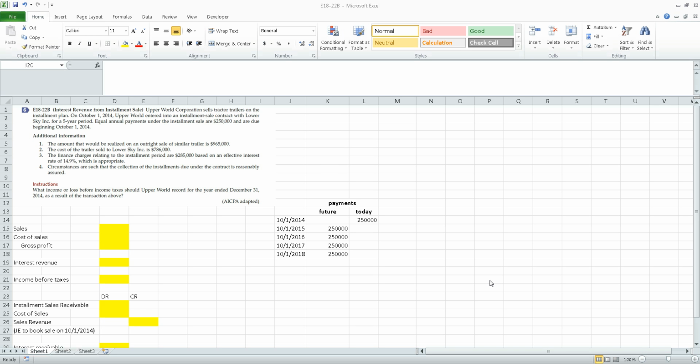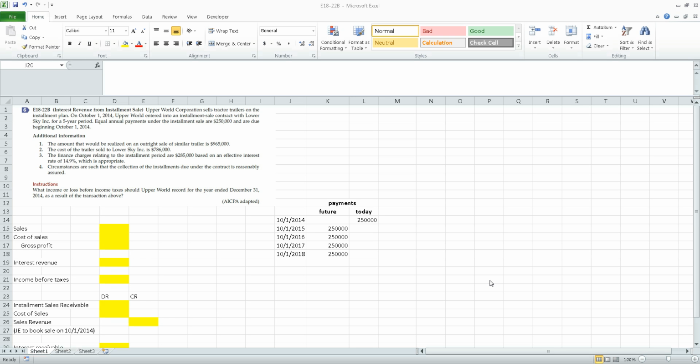Okay, exercise 18-22B. So here we've got a sales transaction where we've got Upper World Corporation, who's apparently a manufacturer of tractor trailers, and they sell these tractor trailers on an installment basis.